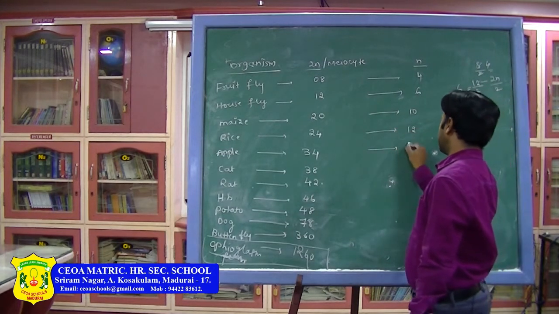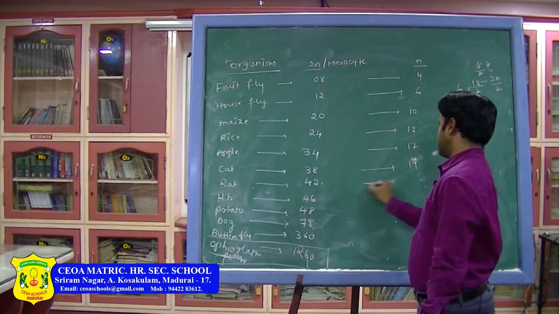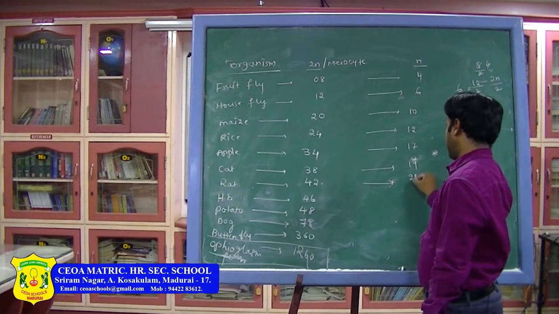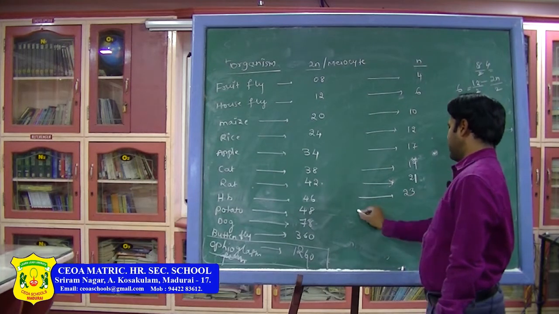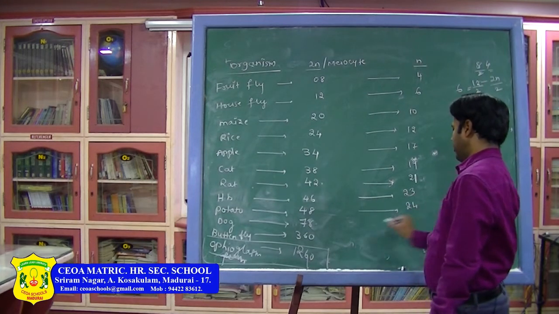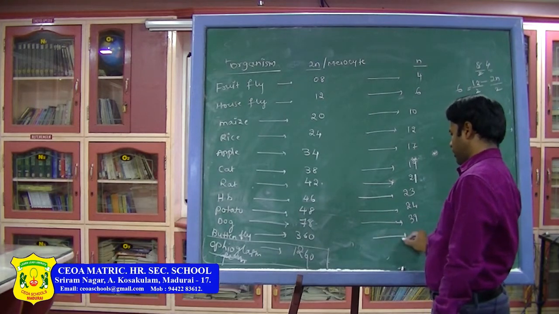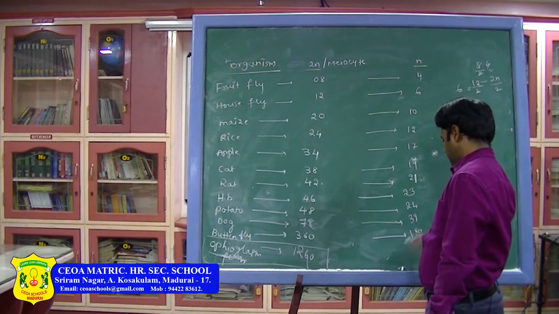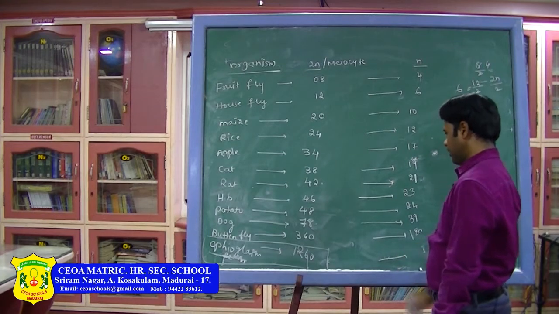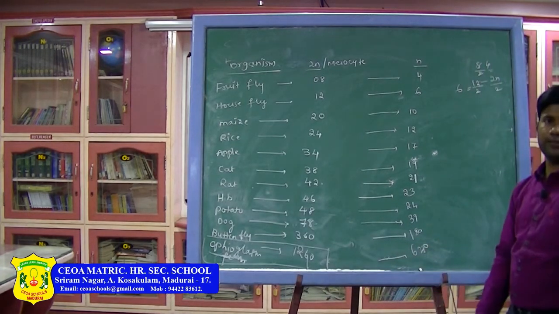So now 6, here 10, 12, 17, 19, 21, 23, 24, 39, 180, 620. Okay. So, this is about n.